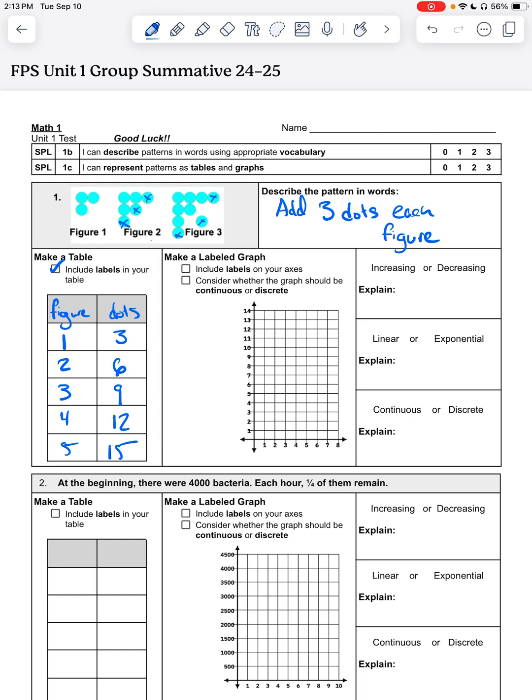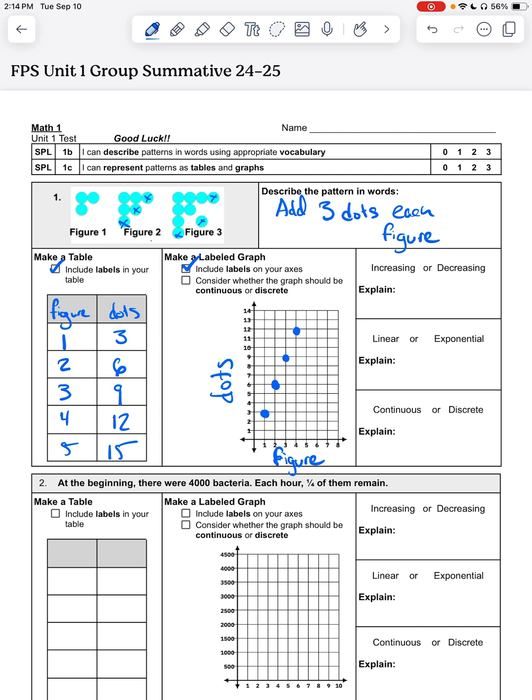Okay, for our graph, we got to label it. So label the axes. We're going to use those same ones. Figure is going to go on the x-axis. Figure. And then dots on the y-axis. Okay. Figure 1 had 3 dots. Figure 2 has 6. Figure 3 has 9. Figure 4 has 12. Figure 5, 15 doesn't fit, so we're not going to fit it on there. So we've included our labels.